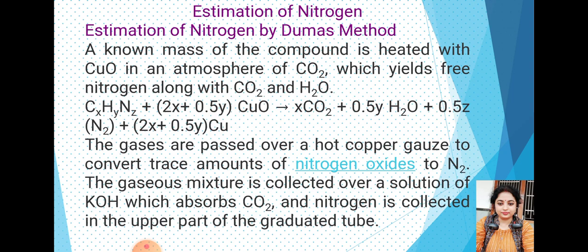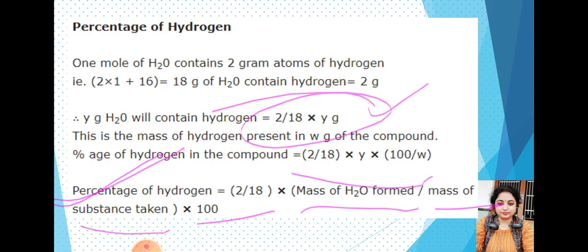So next is the estimation of nitrogen. It is a lengthy process. Two methods are there, Dumas method and Kjeldahl's process, that I will discuss in my next lecture. So first see the principle, then the apparatus setup, procedure, and then the observation and calculation. This will give you the complete information about the estimation of carbon and hydrogen.